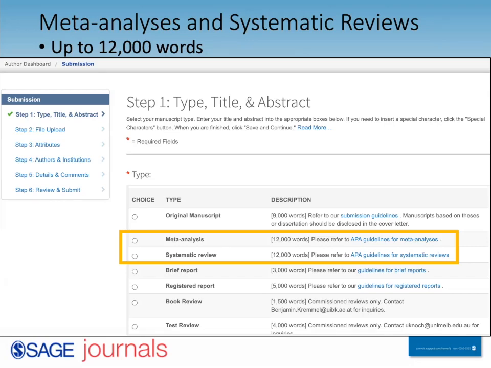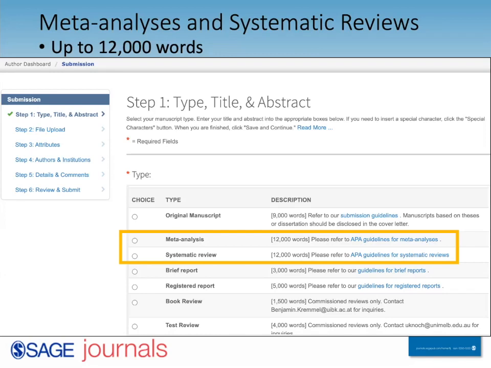So you'll see our original manuscript type is still there, and it's 9,000 words maximum. But in adding meta-analyses and systematic reviews, we're allowed to have those have a specific word count that's fitting for the type of research that people need to include in data reporting in a meta-analysis or a systematic review. So we were able to set the word count for those two journal types or submission types to 12,000 words.